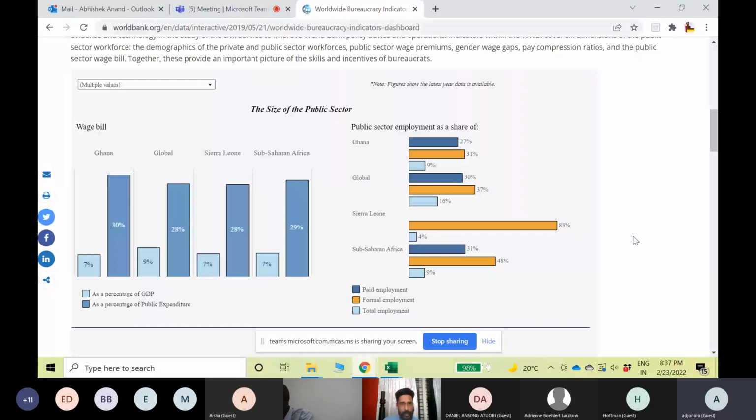And that number is pretty similar. Even the global number is 28%, 28% again for Sierra Leone, and for sub-Saharan African countries as a group, the average is 29%. So Ghana is not very different. All these countries are pretty similar to each other. Even as a proportion of GDP, the numbers are pretty similar. The global average is slightly higher, by 2 percentage points, but all other countries are around 7%.